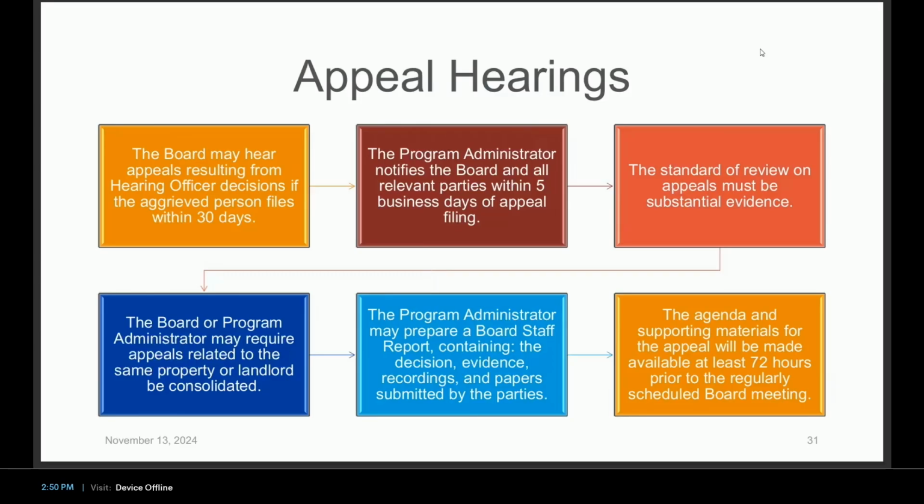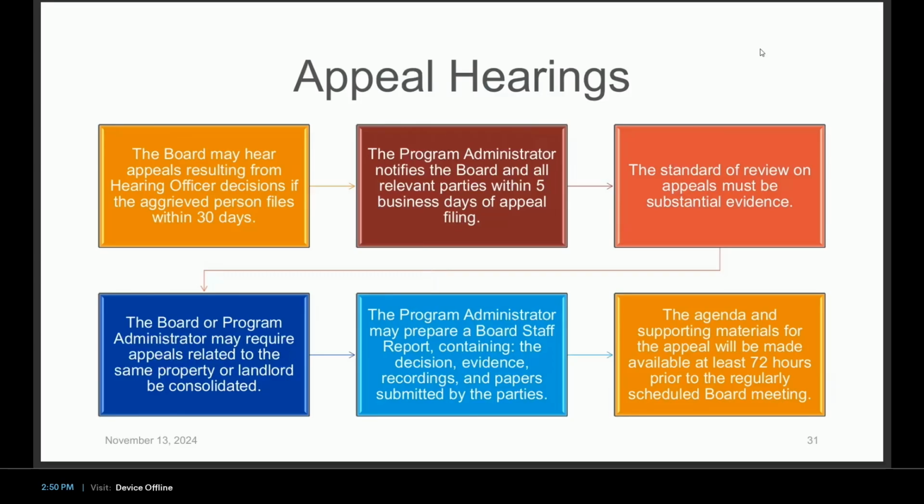And in order to ensure continued transparency, which is the whole point of your role, is to allow adequate time for review. All of the materials for supporting the appeal must be made available at least 72 hours before the regular scheduled board meeting that will be hearing the appeal.